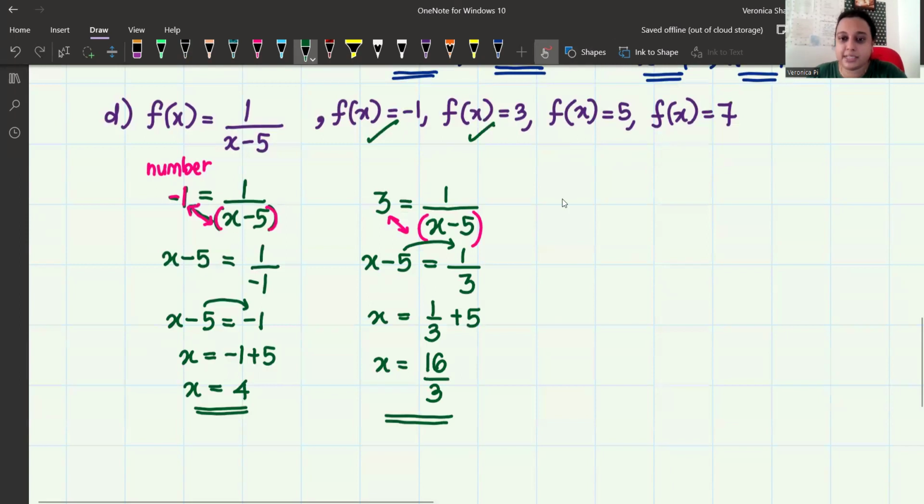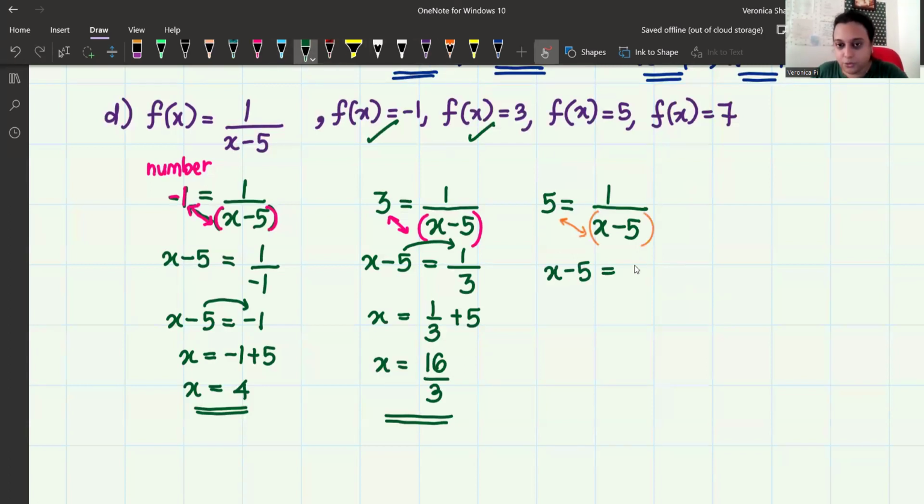Okay, next one. Fx is 5. Okay, 5, the same thing. Kita tukar tempat first. We change the place here. This one goes up, 5 comes down. So 1 over 5. Then the 5 moves to the back. So 1 over 5 plus 5. Teacher get 26 over 5. See? Easy, right?